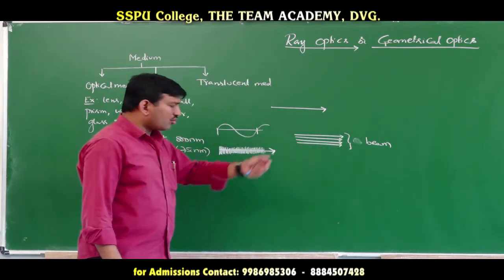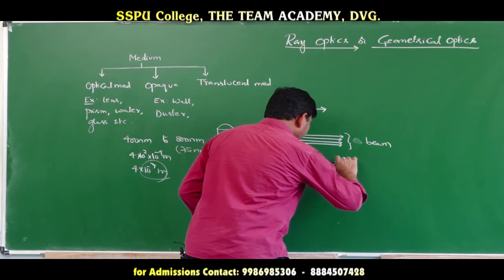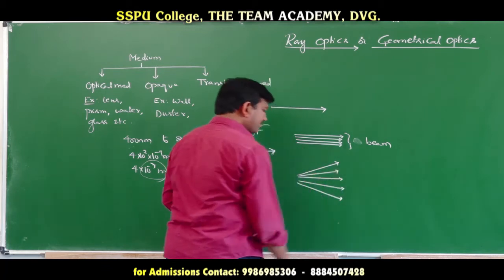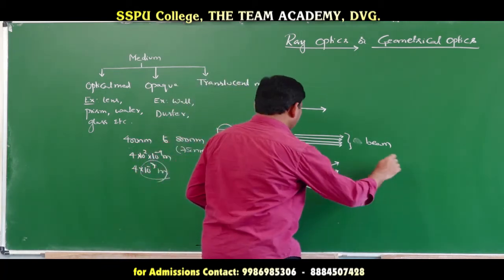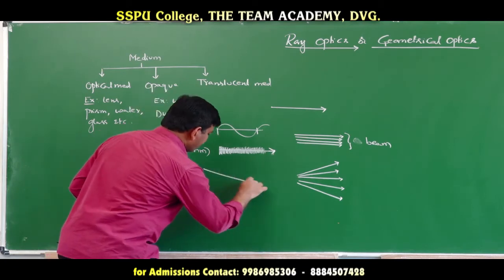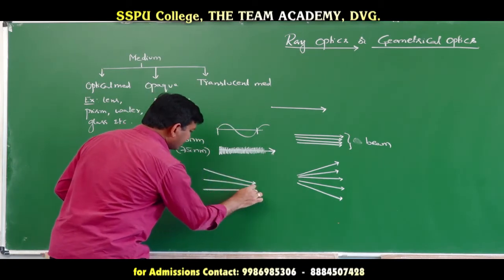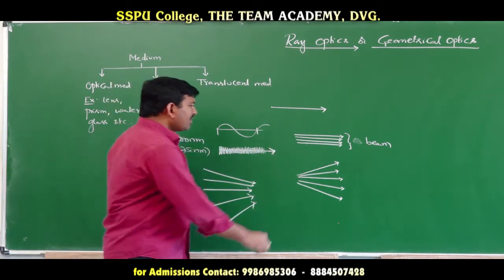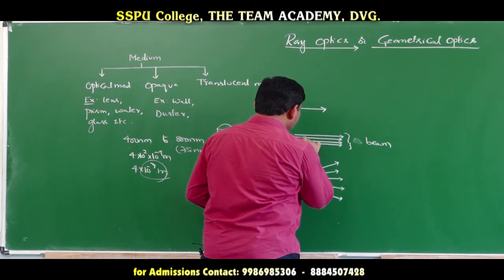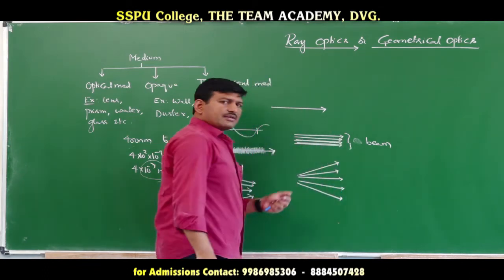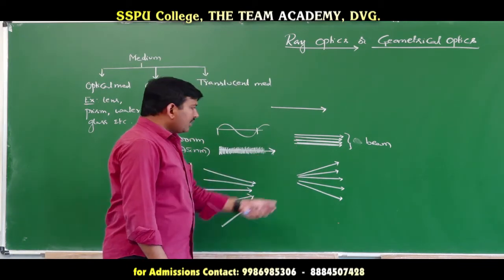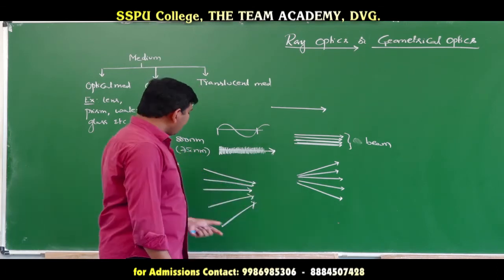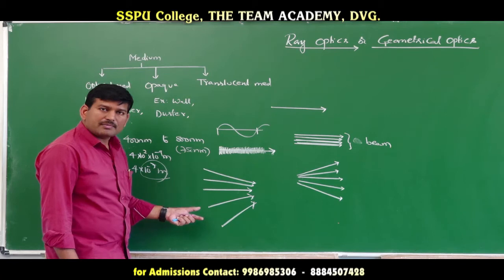Now if you see, these are the group of light rays. What about this? This is also a collection of light rays or not? Yes, this is also a collection of light rays. Not only this, even this is also a collection of light rays. But what is the difference between this and this? Here the light rays are almost parallel to each other. So this is said to be a parallel beam. Here a group of light rays are there, therefore it is a beam. Here also a group of light rays are there, therefore it is also a beam of light.